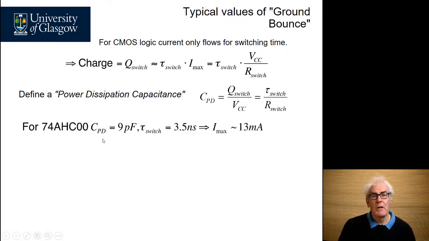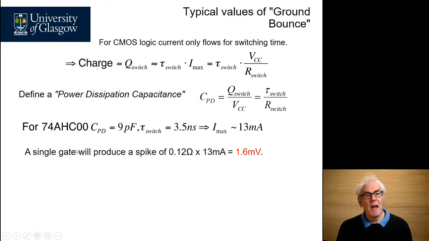Let's take a very typical logic gate. It's a 74AHC00, which is a bunch of 4 NAND gates, I think it is. We're going to define a power dissipation capacitance of 9 picofarads, a time for switching of 3.5 nanoseconds, which is relatively slow. It's only about 300 megahertz. And the current spike, we're going to say, Imax is 13 milliamps. In other words, a single gate flowing into a 0.12 ohm resistance, such as we have on this PCB track, could give us a pulse of 1.6 millivolts.